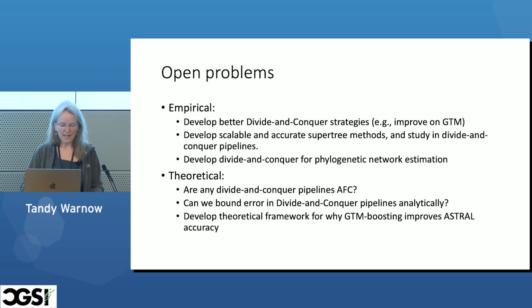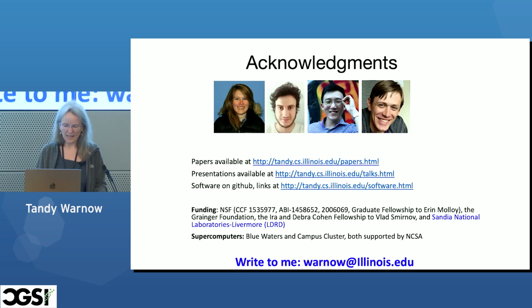So the main open problems, empirical. Get a better divide and conquer pipeline. Do something better than GTM. It's got to be possible. The guide tree merger doesn't allow blending. If you allow blending, you should be able to improve accuracy. Theoretical questions. Are any of these pipelines absolute fast converging? I don't know. So for the mathematicians out there, nice question. Can we bound the error based upon the input? Can we develop a theoretical framework for why we sometimes improve accuracy? I think so.